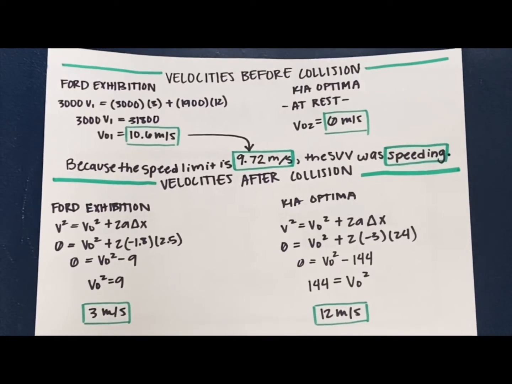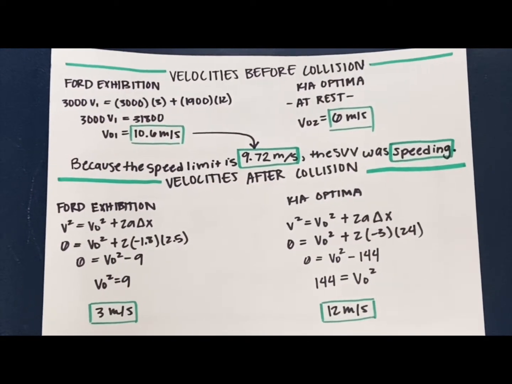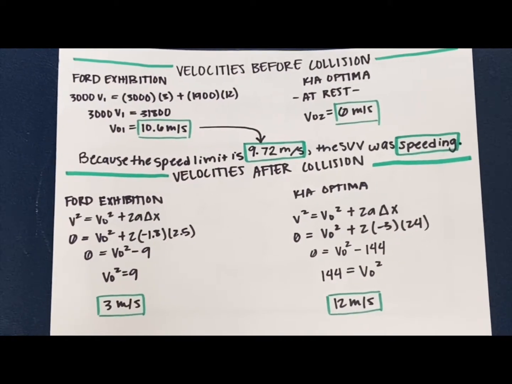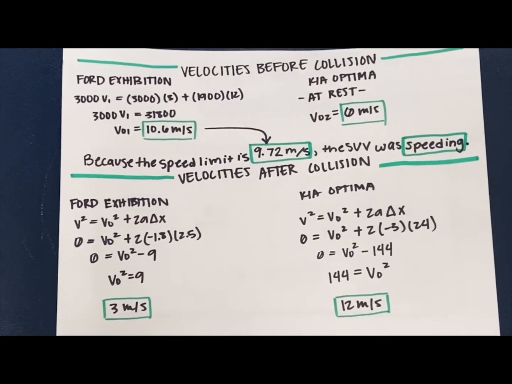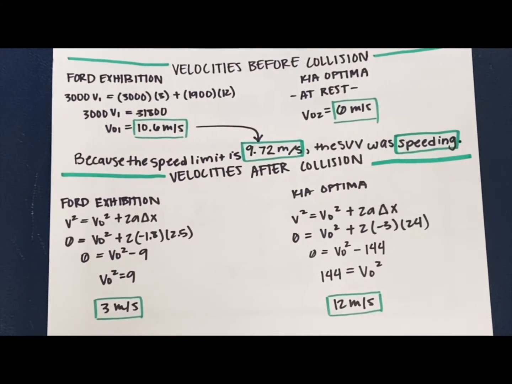per second. So for the velocities after the collision, we used the kinematics formula v squared equals v naught squared plus 2a delta x. And the Ford Expedition was going 3 meters per second after the collision, and the Kia Optima had a velocity of 12 meters per second after the collision.